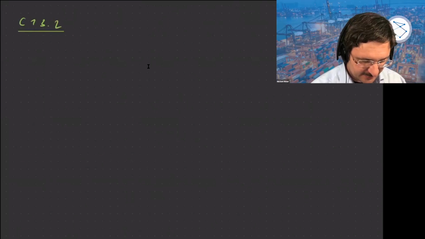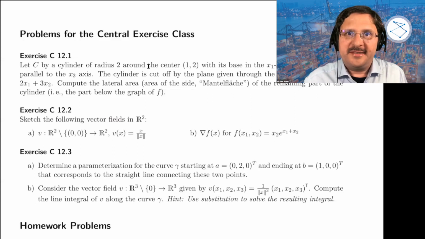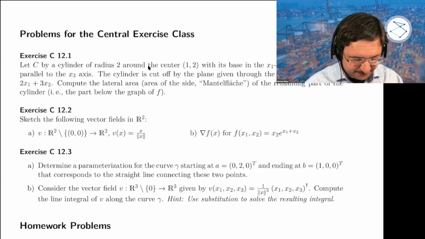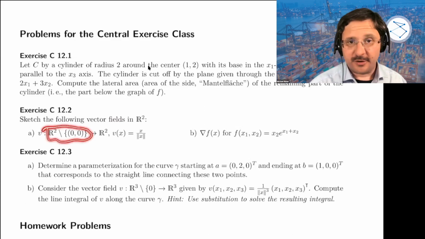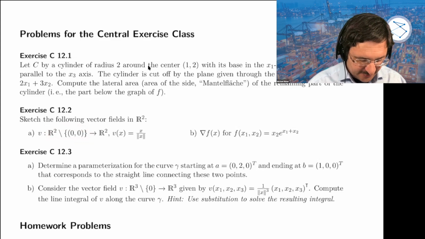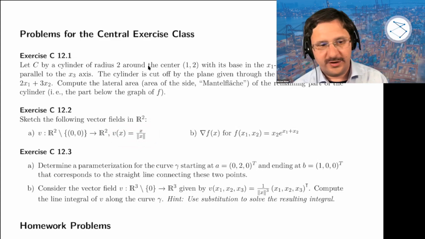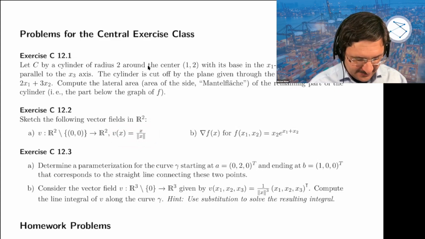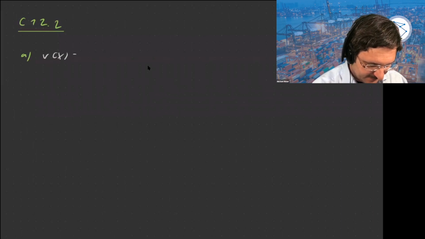C13.2. Oh, sorry, 12.2. Not quite a 13 yet. So this one is about basics of vector fields, so how to sketch a vector field. The first one is a vector field defined on R2 with the exception of the origin. And the vector field is simply defined as x over the norm of x. That's also why 0 is excluded. And as you can see, this one has a specific property. So v of x is x over the norm of x.